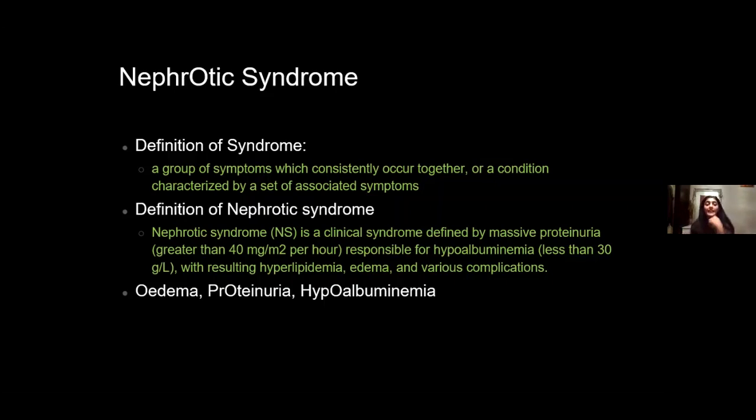So the reason I had the capital O is to highlight that nephrotic syndrome is a syndrome that involves edema, proteinuria, and hypoalbuminemia. So if you remember the O, remember these three things, and that should take you down your pathway of understanding nephrotic syndrome.